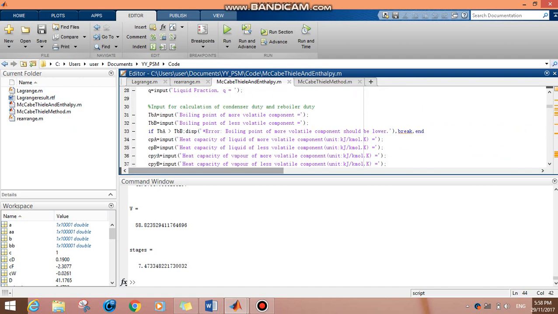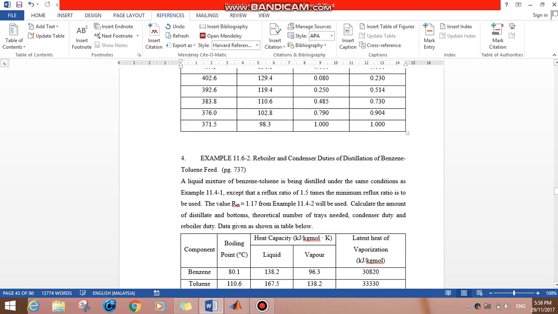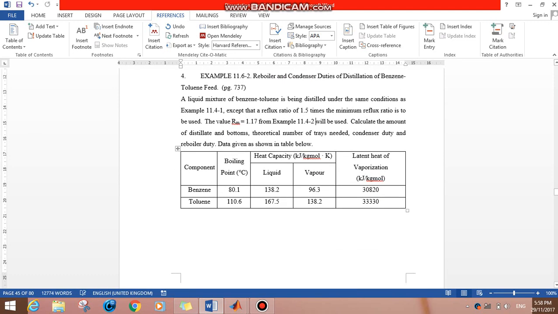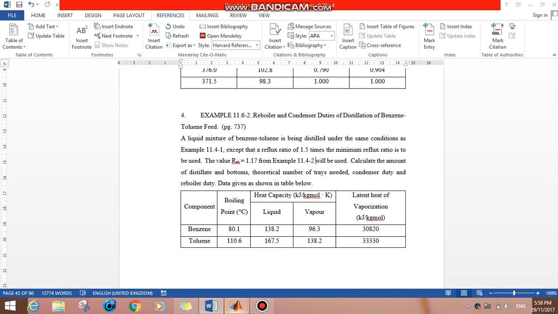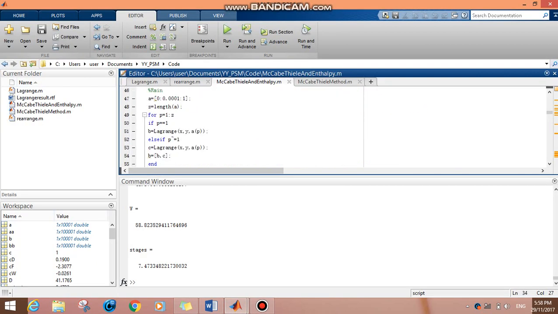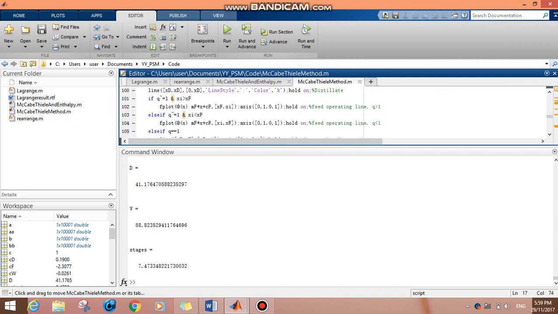If you want to run this coding for the enthalpy calculation, you can refer to example 11.62 at page 737. All the data are given, and what you need to do is just key in everything needed and run it. It will come up with the output also: the stages, a graph, and two more things, which are the condenser and reboiler duty. But I believe what you need mostly is only the McCabe Thiele method, which is to calculate D, W, and all those stages and feed locations.